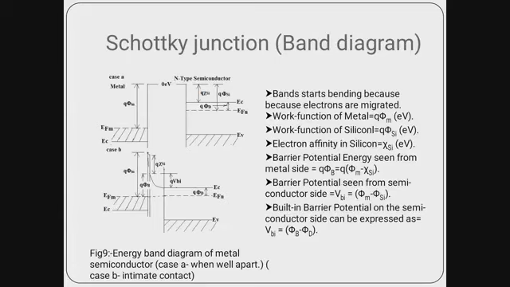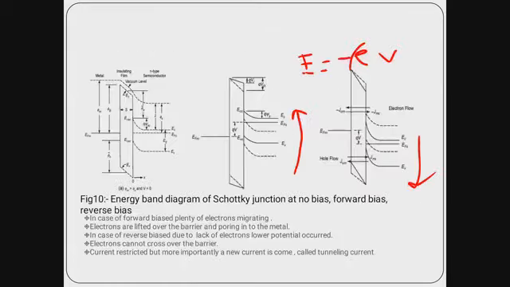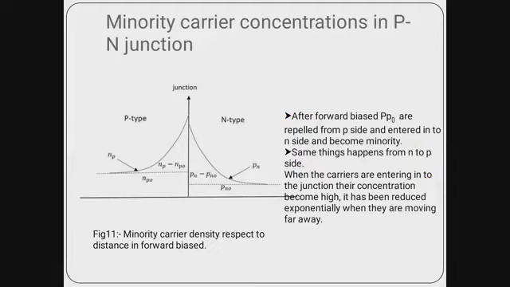Now electron affinity is the energy attained by moving an electron from vacuum to the bottom of the conduction band. Suppose this is the vacuum level over here. So from the vacuum state to the conduction state, how much energy is required to move an electron, that is called electron affinity, which is denoted over here by E of chi. Now next I am discussing the minority carrier concentrations of the PN junction diode.